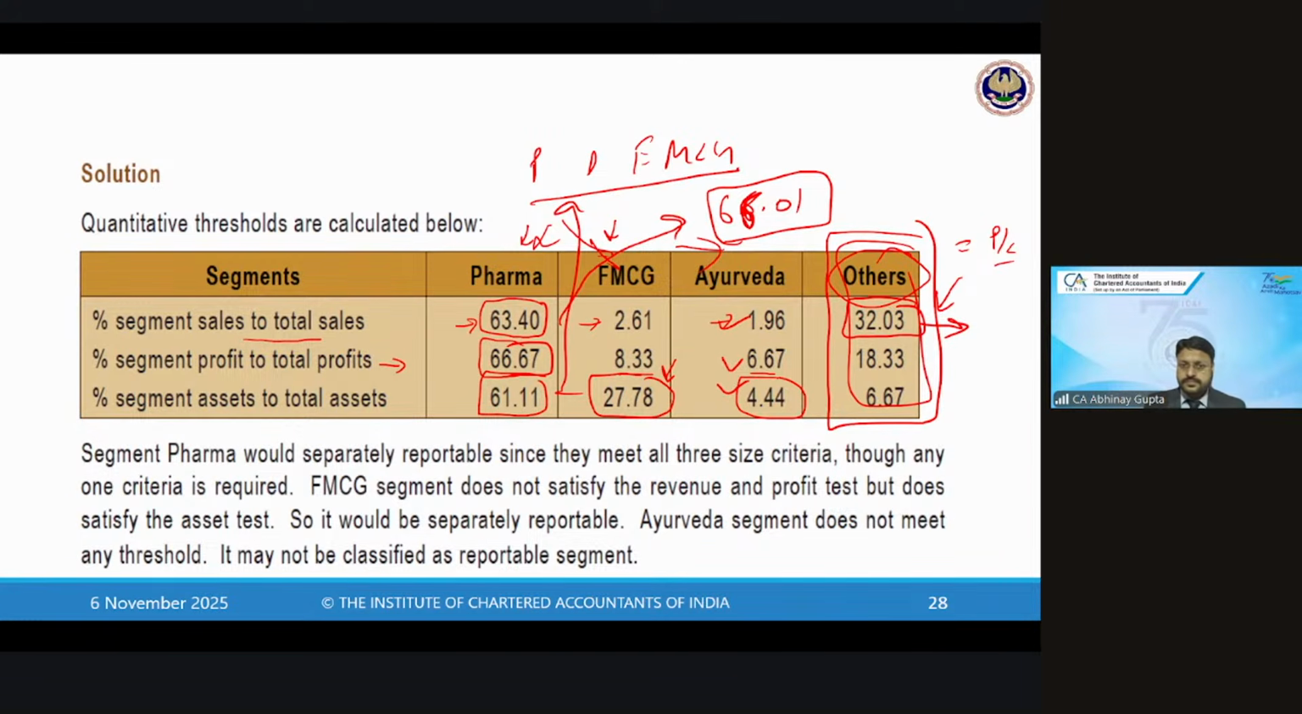Sir, my question is, in this answer, the Ayurveda segment does not meet any threshold and may not be classified as a reportable segment. Right, so this is not a reportable segment. So this figure is clubbed in others. Yes, correct. So any segments which we are not reporting separately will be added to the others. Otherwise, the reconciliation will not be made. Okay, perfect. Nice question.